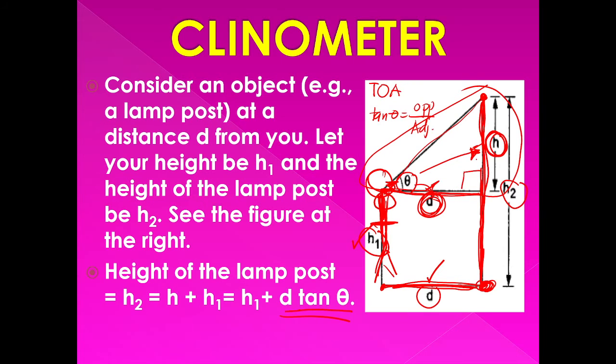H comes first, so tangent theta is equal to H over D. I solve for H, because I will add H1, since the height is what we are looking for. So meaning, H is tangent theta times the distance. That is the formula. So when you teach this, of course, you let your students derive it, and after which, that is the formula.